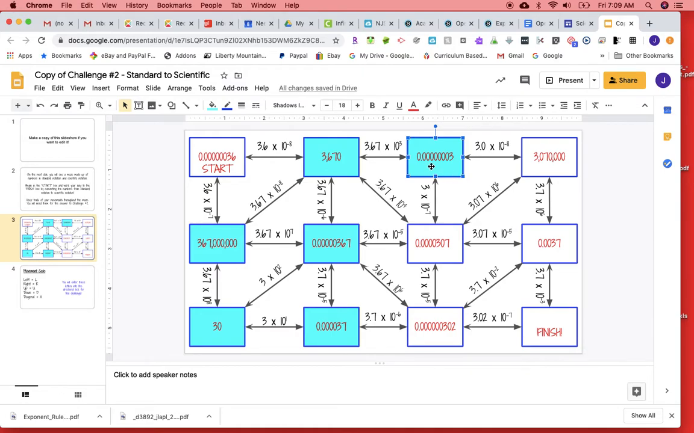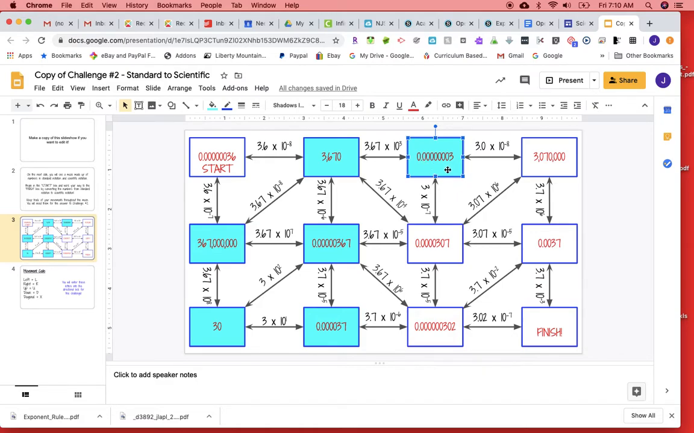Looking at this very tiny number, and looking at our choices, we know that there's only zeros and 3. All zeros and a 3 in here. So when we're looking at our choices, we know we're not going to go backwards. So we have it down to these two. It's a tiny number, so it's going to be negative exponents. So both of these are still in the running for a possible answer.